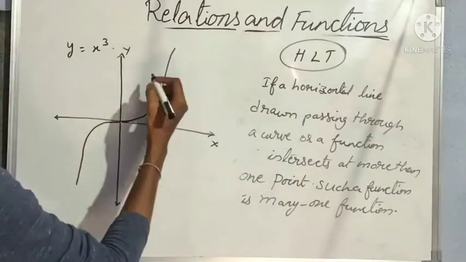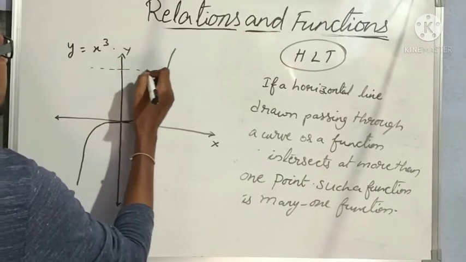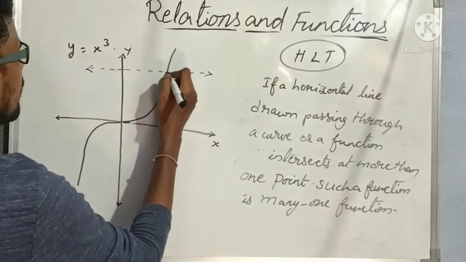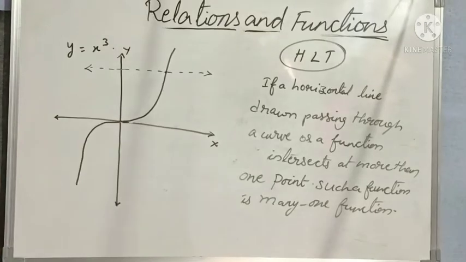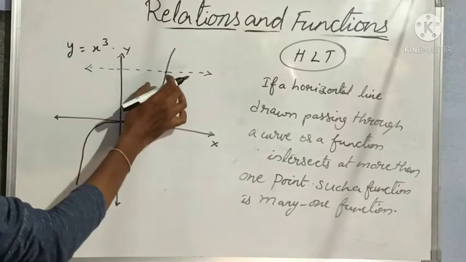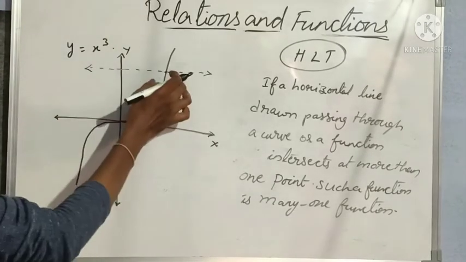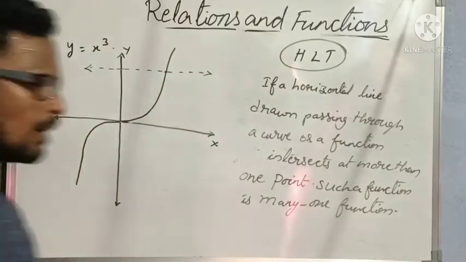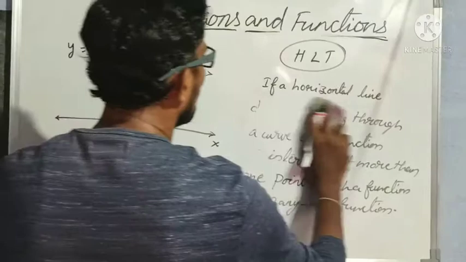Now if you draw a horizontal line at any point on the curve, at how many points is it intersecting? Only 1 point. So if the horizontal line intersects the curve at exactly 1 point, then such a function is a one-one function. Understood?